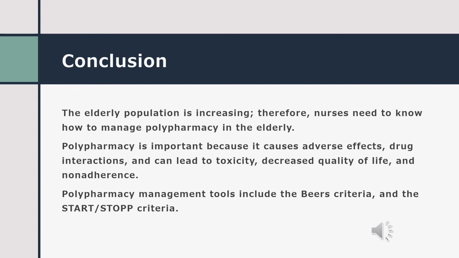In conclusion, the elderly population is increasing and is expected to grow as we head on into the future. In the year 2050, the population of elderly is going to be in the billions. So polypharmacy is very important for healthcare providers to be aware of, and they need to know how to manage elderly patients that are experiencing polypharmacy, so we can help them to have an improved quality of life. Polypharmacy management tools include the Beers criteria and the START-STOP criteria.